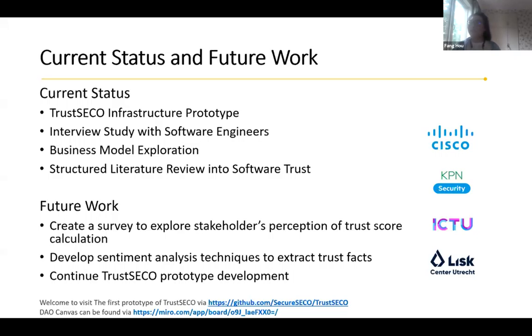In addition, we're using the DAO canvas to explore how we make the trust infrastructure sustainable and self-governing with a bigger DAO. In future, firstly, we will create a survey to explore stakeholders' perception of trust score calculation. Secondly, we are going to develop sentiment analysis techniques to extract trust from external sources. Currently we already have a member of the team starting work on extracting comments from GitHub. And finally, we will continue developing the prototype towards a minimum viable product or experiment with existing package managers.